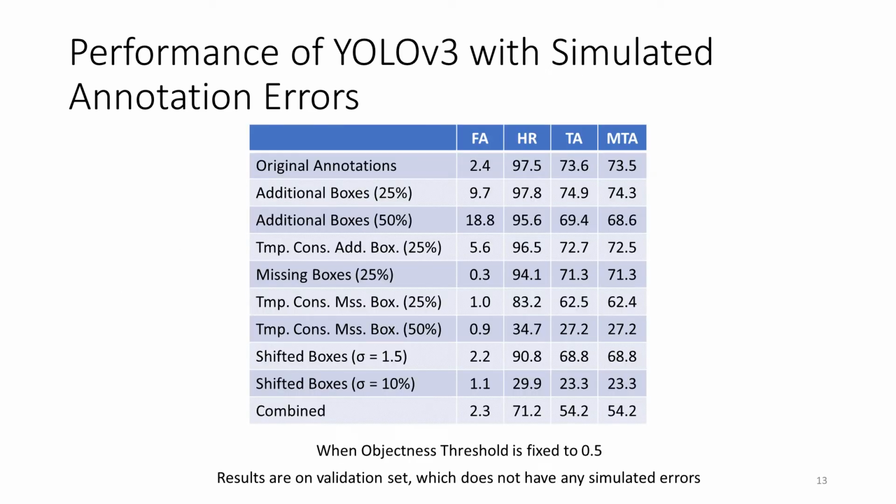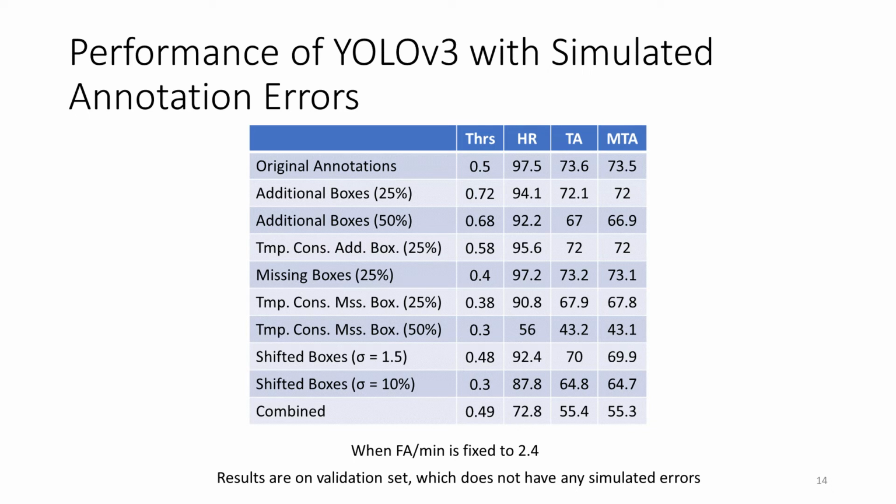After defining the types of the annotation errors, let's have a look at the results. If you look at these results carefully, you can see both false alarm and hit rate increase or decrease together most of the time. Actually, this is because the objectness score changes. When the missing box is introduced, the network tends to give fewer detections, hence lower objectness scores. On the other hand, with additional boxes, it gives higher objectness scores. Therefore, for a fair comparison, instead of the objectness threshold, we fixed the false alarm rate to 2.4, which is the original false alarm rate.